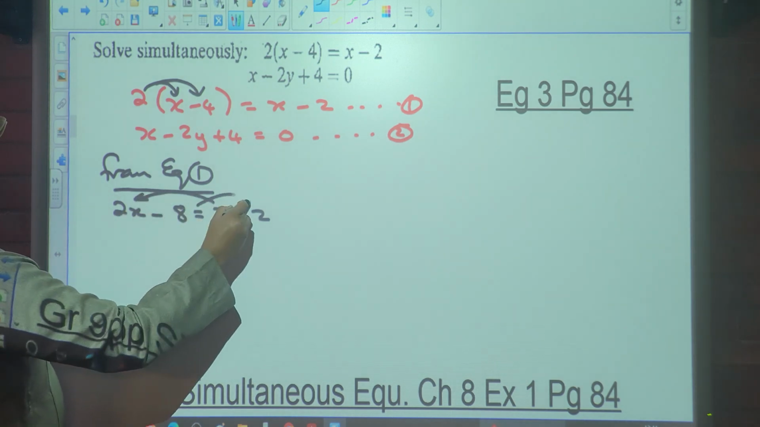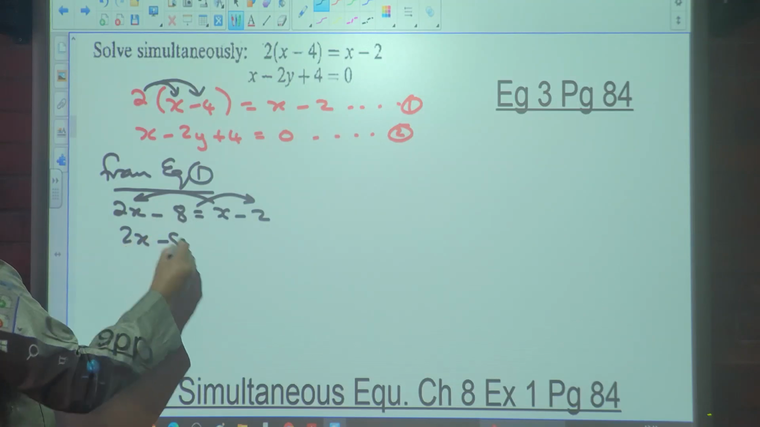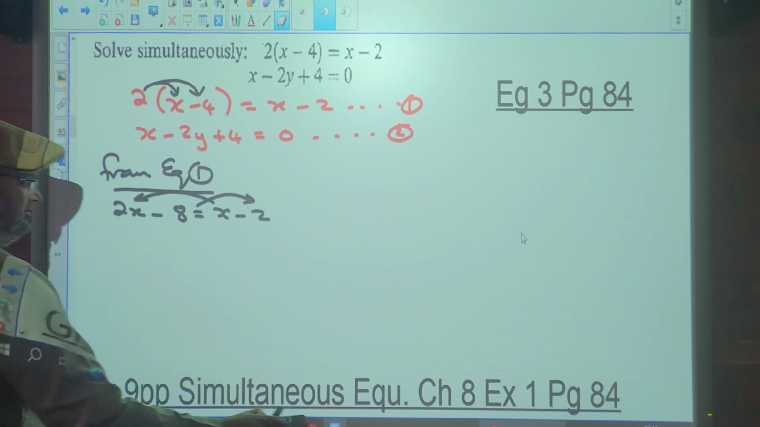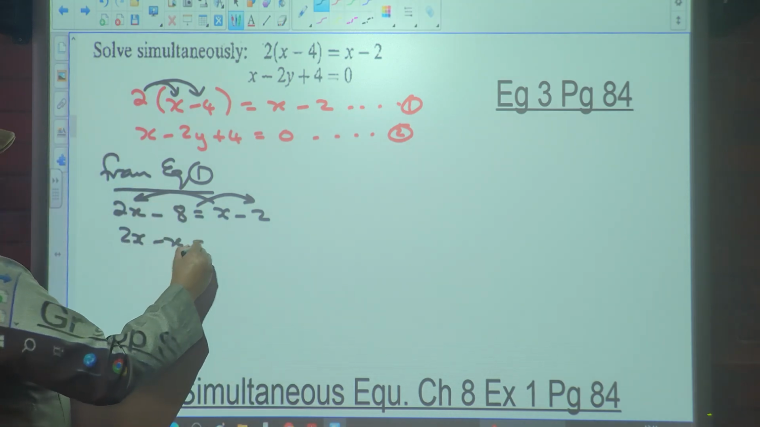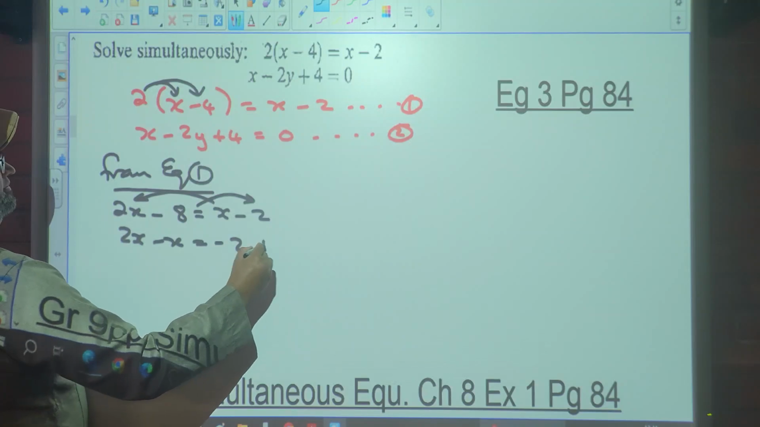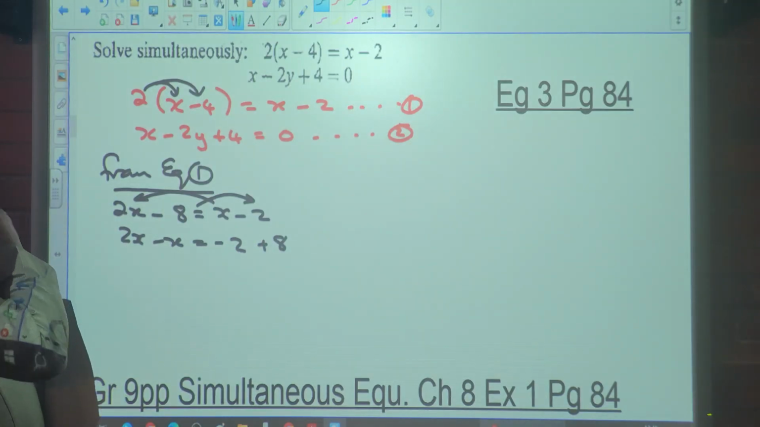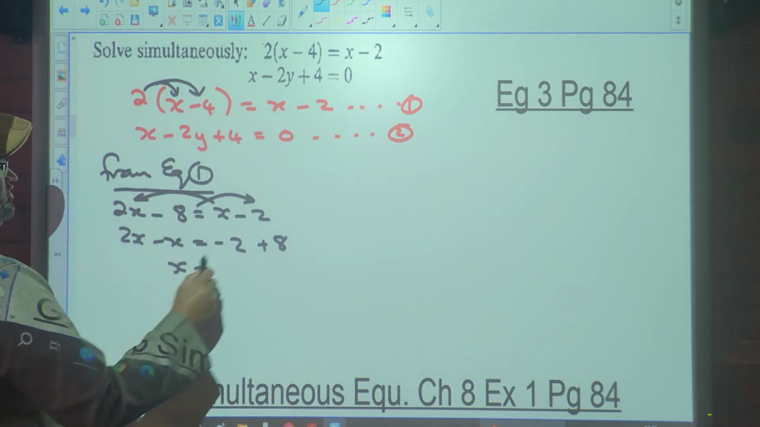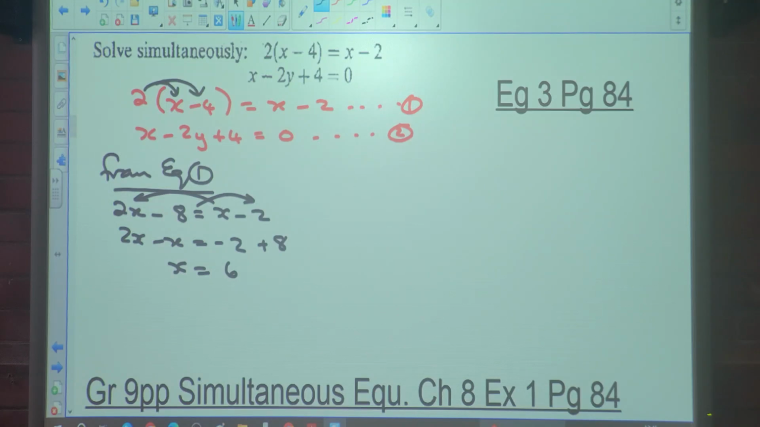Now what? X on one side, numbers on the other side. So we've got 2x minus x is equal to minus 2 plus 8. What is 2x minus x? X. What's minus 2 plus 8? 6. So there I got the value for x.